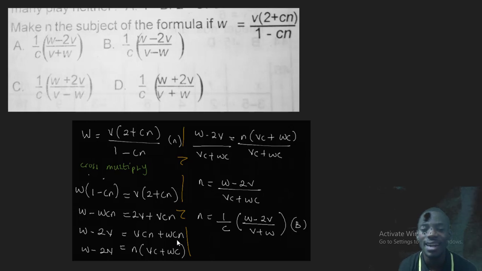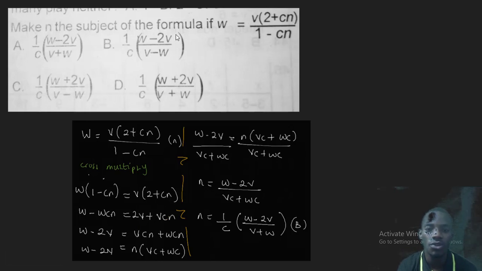That means make N stand alone, right? Now how will I do that? First thing, cross multiply. This one will come down here, and this W will multiply this, it will become W times this, it will become W bracket 1 minus Cn, then V minus 2 plus Cn. Now expand, then W times 1 is W minus W Cn, that's W times Cn, equals V times 2, then V times, then VCN, right?